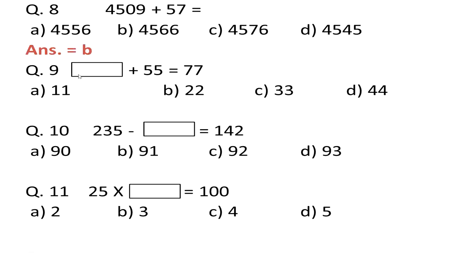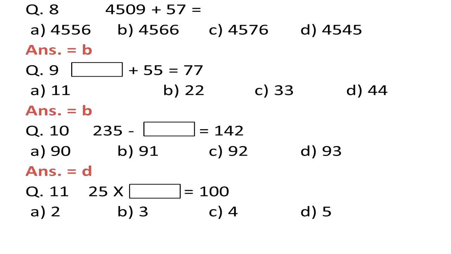Next question number 9, blank space or rectangle plus 55 is equal to 77. This is also one direct question, so we can easily find its answer. We can also use another technique, 77 minus 55, and we will get the answer, that is 22. So our correct option is option number B. For question number 10, 235 minus blank is equal to 142. These are also straightforward questions, so we can get the answer, that is option number D.